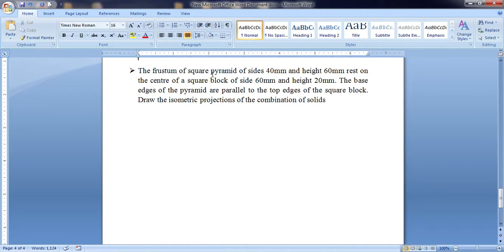The frustum of a square pyramid of base sides 40 mm and height 60 mm rests on the center of a square block of side 60 mm and height 20 mm. The base edges of the pyramid are parallel to the top edges of the square block. Draw the isometric projection of the combination of solids.